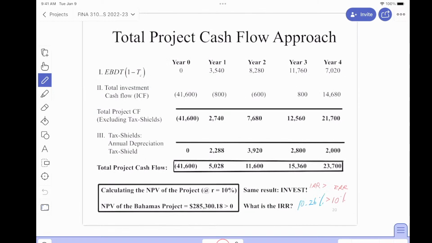All right. Any questions about the case? So we solve the case. We should invest. Either the IRR or the NPV should give you the right answer.